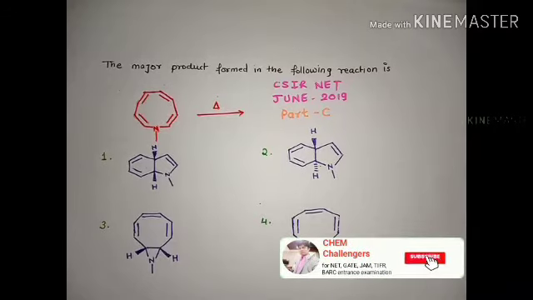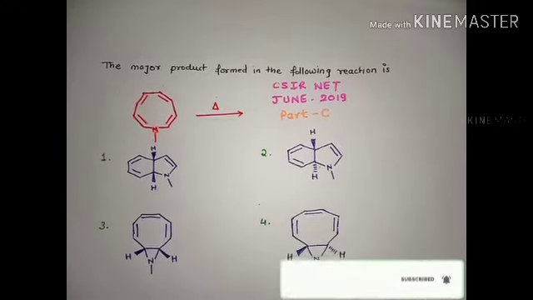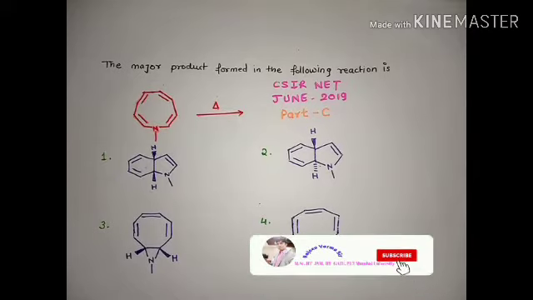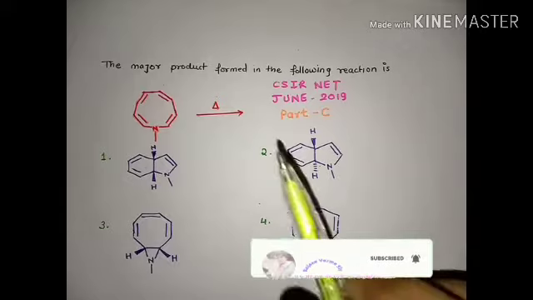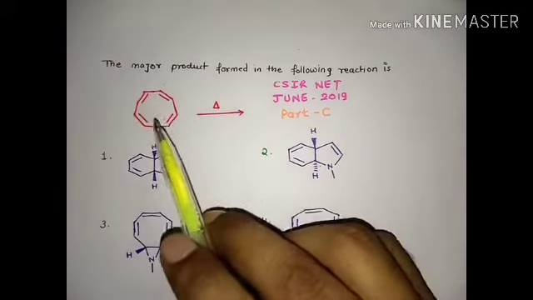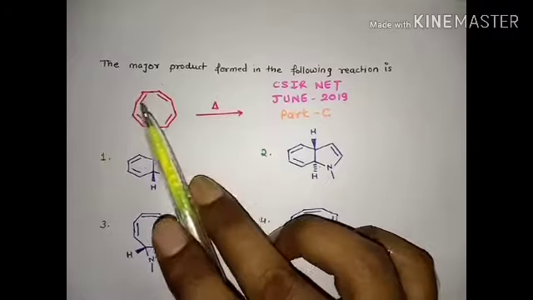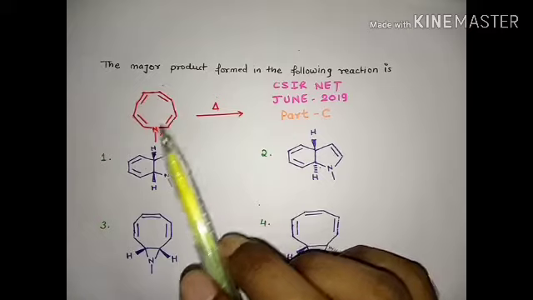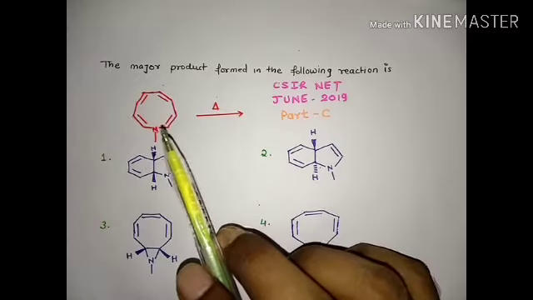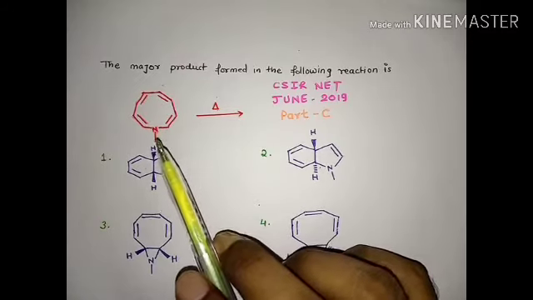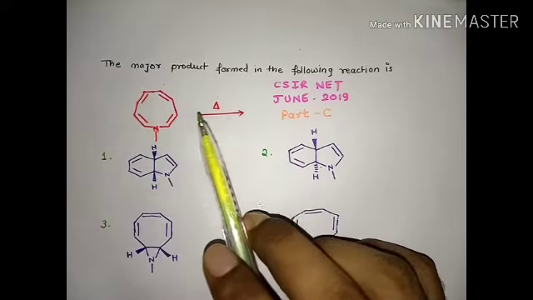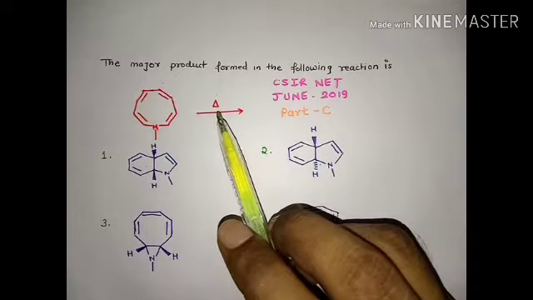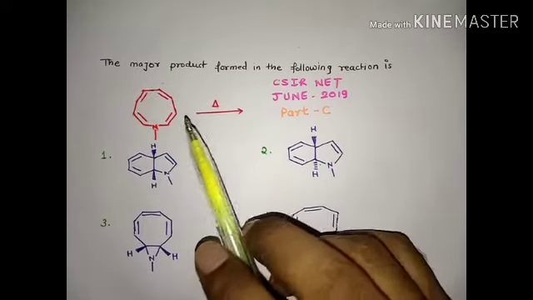So today I will discuss the pericyclic questions which recently came in the June 2019 NET examination. In part C, this is the question they have given. It is a cycloocta-type compound, and under thermal conditions we have to see what it will form.